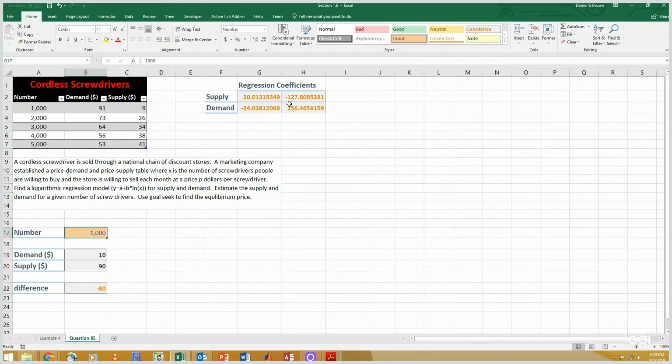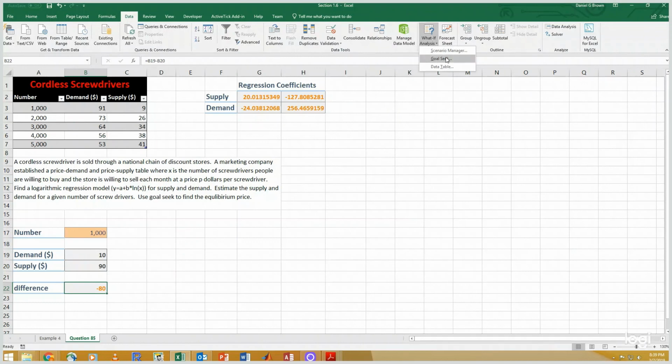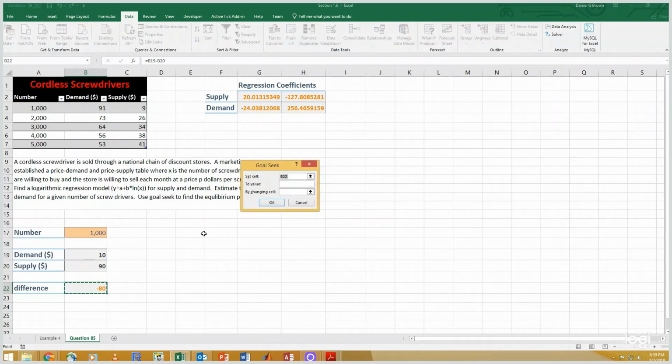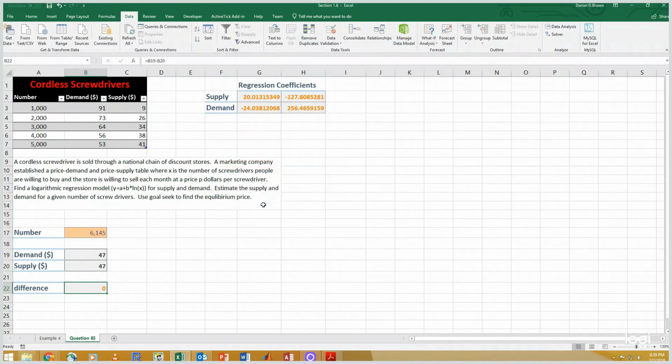If I want to find the equilibrium, I can. I have the difference between my supply and demand prices. So I can go to data, what if, goal seek. I want to set the difference to 0 by changing the number of screwdrivers. 6,145 is our equilibrium number of screwdrivers. The equilibrium price is $47. And that concludes our demonstration.